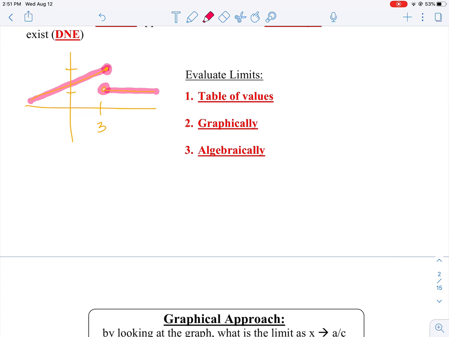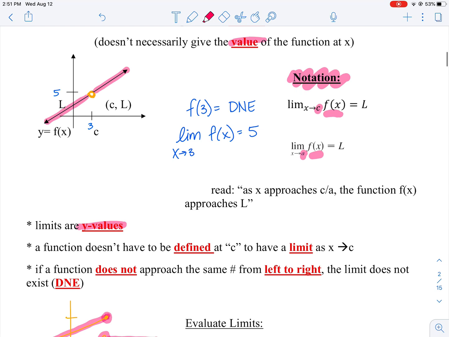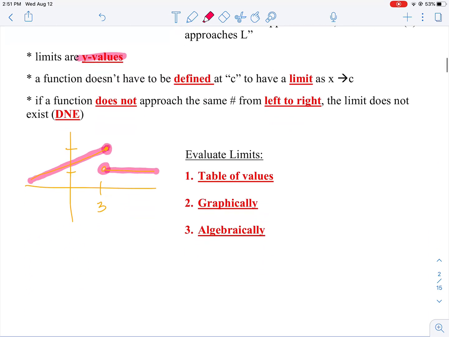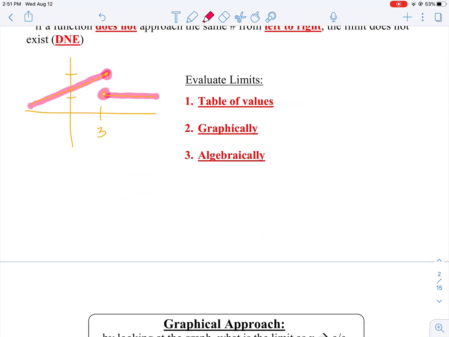The second way is graphically. If I give you a picture, just kind of like I did up here, can we look at that picture? Can we follow the path and see what happens as we approach x equals 3? So looking at a picture would be a graphical approach. And the last way is algebraically. Can we actually use some algebra? Can we evaluate by substituting, by factoring, by actually doing some math to figure out what the limit is? We're going to talk quickly about those 3 ways. The 2 ways we're going to use the most are probably graphically and algebraically, but we will do a quick example on a table of values.